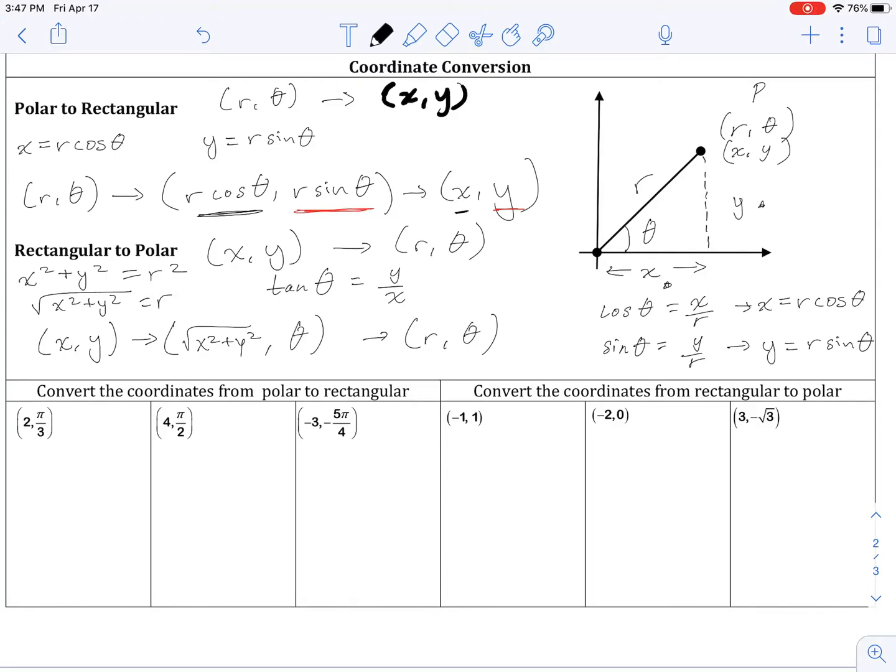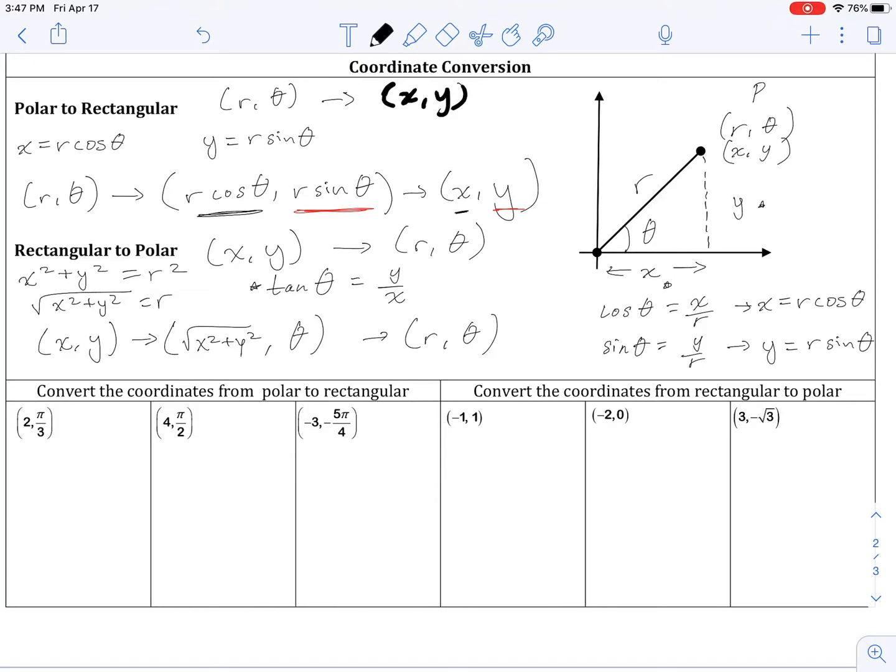And how can I figure out theta? You're going to want to use tangent of theta. And this will make more sense when we start doing some examples of this down below. So I'm going to leave this up here as I go through some of these problems. So let's practice converting some coordinates from polar to rectangular.